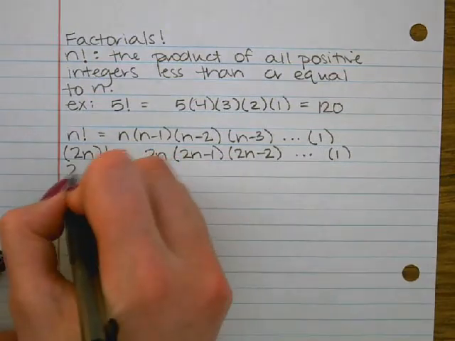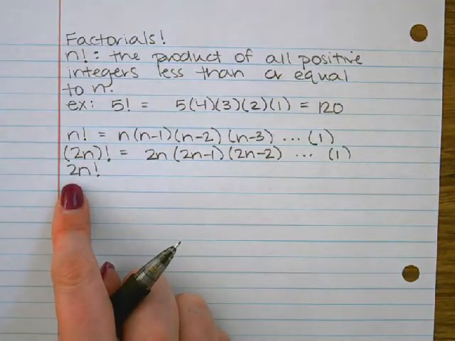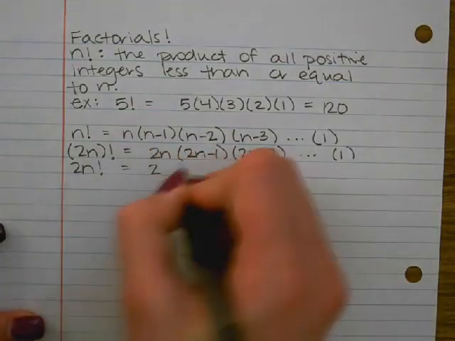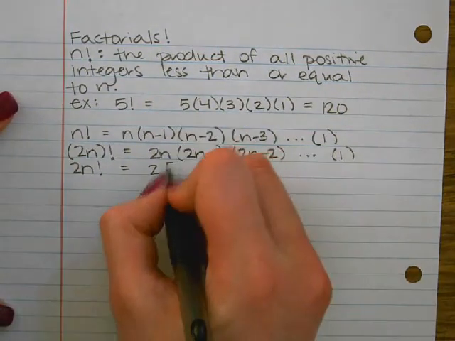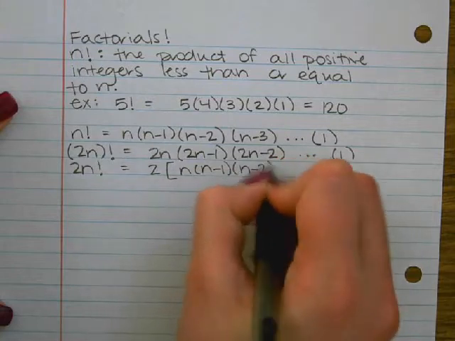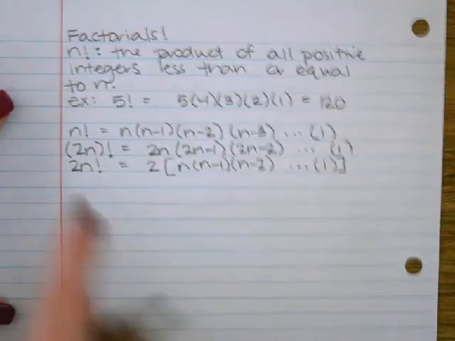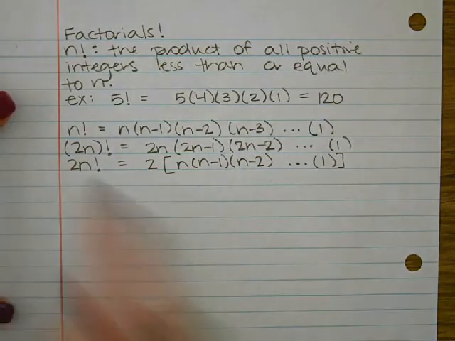But you want to be careful, because if I don't put parentheses around this, if I say it's just 2n factorial and I'm not grouping that, then this is technically 2 times the factorial of n. So that'd be 2 times n minus 1 times n minus 2, all the way to 1. So just be careful that you kind of think about what these mean when we use them.